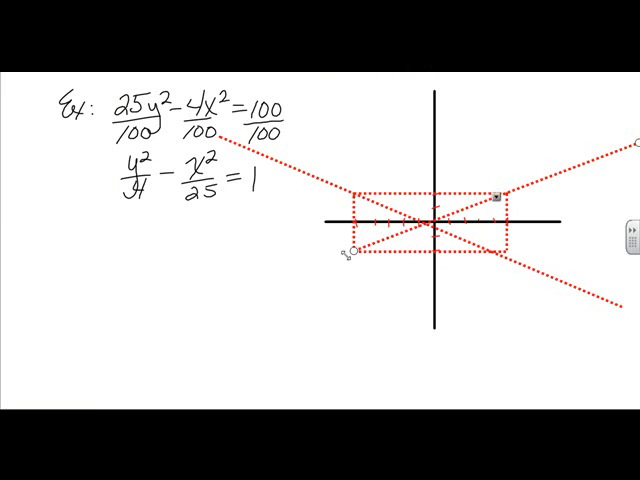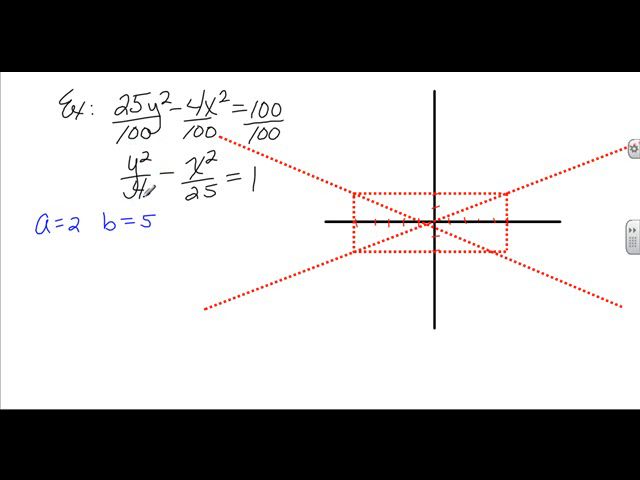So what do we know? We know a is 2. We know b is 5. Okay, now with an ellipse, a was always the bigger of the two numbers. With a hyperbola, it's not the case. A squared is always under the first term, whatever's in front, whatever the x squared or the y squared that's positive, that's always going to be over a squared. So a is 2, b is 5.